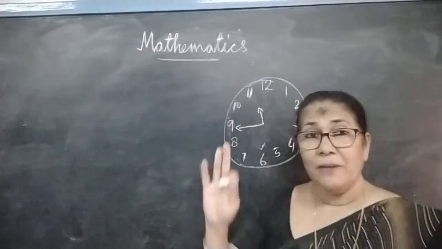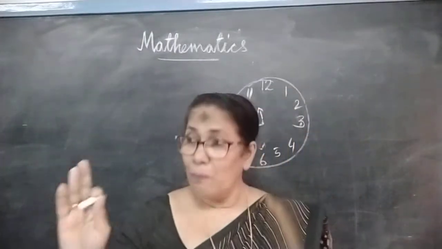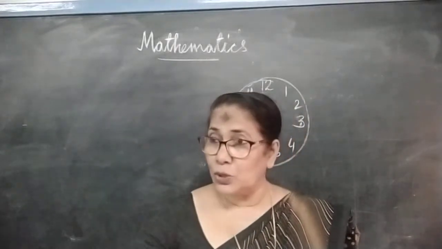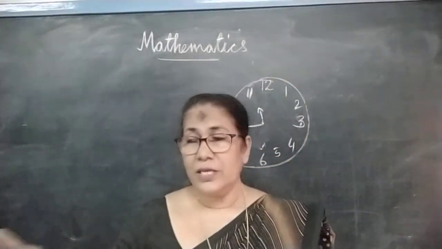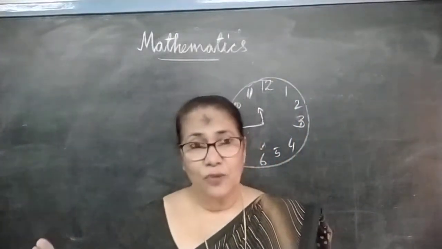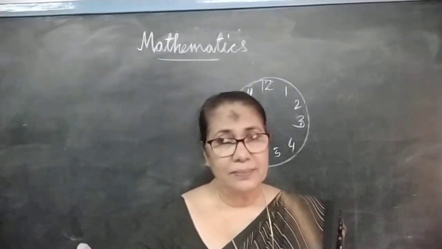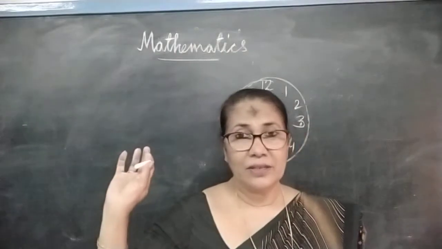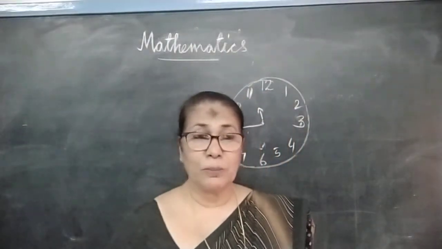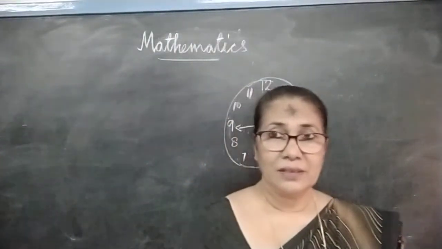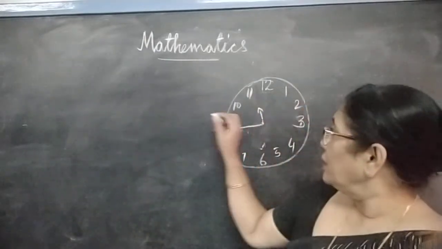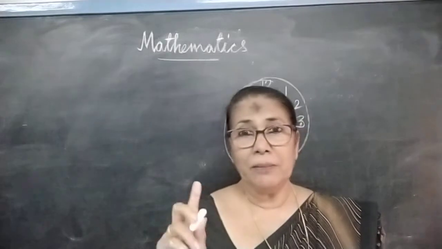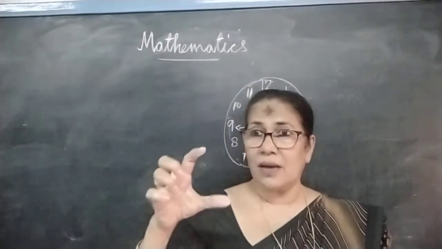Quarter to, that means 15 minutes more to become 12. It is not yet 12. Can you follow what I am telling you? Yes, ma'am. How many minutes more to become 12? From here you count 5, 10, 15. Yes, 15 minutes more. That means quarter hour.